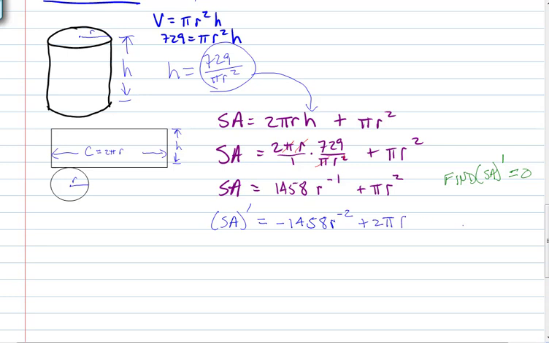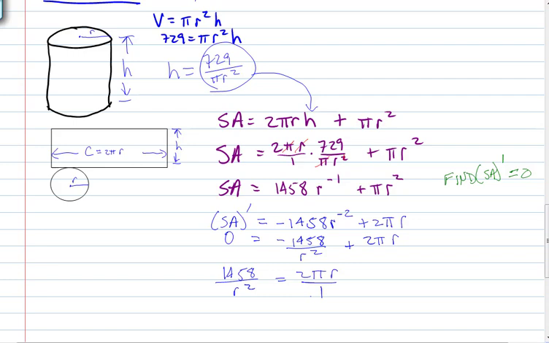Right? Because you subtract 1 from the exponent. I'm just using the power rule, right? Nothing fancy or tricky. The numbers are ugly, but we're smart. We don't worry about that, right? Now that I have the derivative, I set it equal to 0, and this is negative 1458 over r squared plus 2 pi r. Right? So I'm going to move this term over, and that's going to give me 1458 over r squared equals 2 pi r.